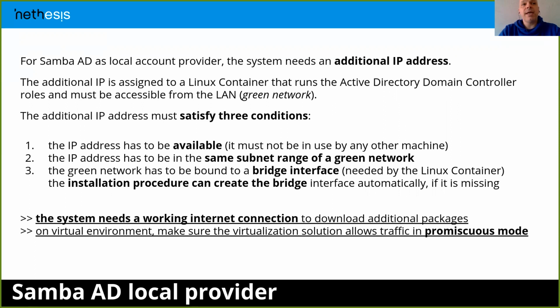The IP address has to be available and it must not be used by any other machine or device. The IP address has to be in the same subnet range of a green network, and the chosen green network has to be bound to a bridge interface where the Linux container can attach its virtual interface. The installation procedure can create the bridge interface automatically if it is missing.